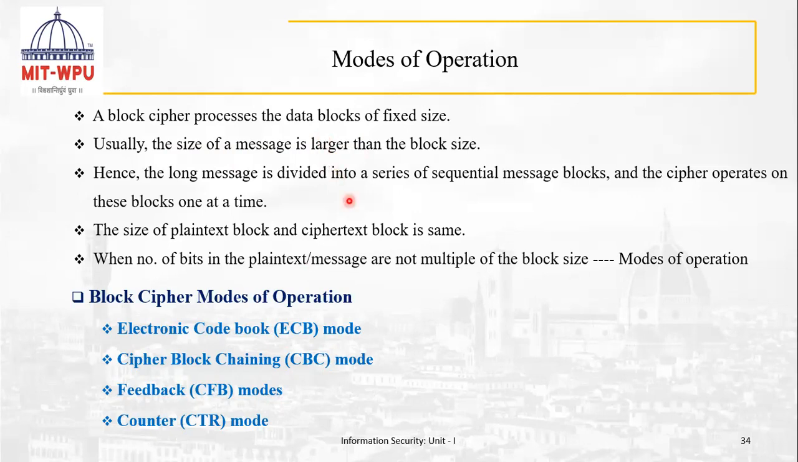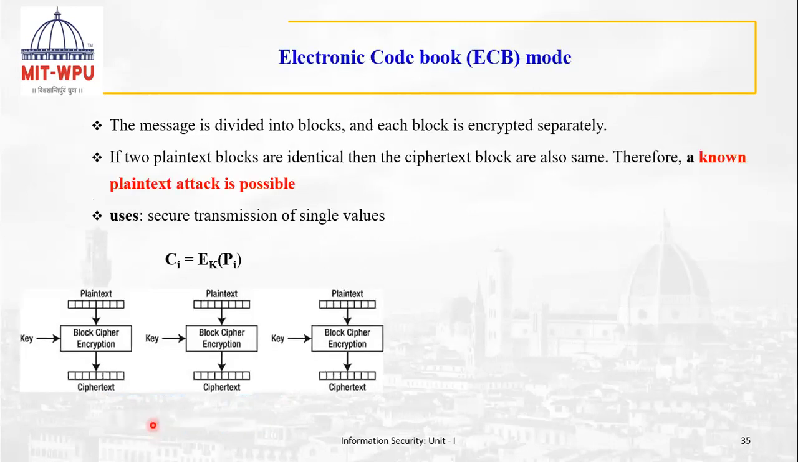You can study this in detail. Let me go back to these four operations. The first one is electronic code book, called ECB mode. The second mode is cipher block chaining, where there is a chain operation which happens in the cryptography. Then feedback and counter. We'll see them one by one.